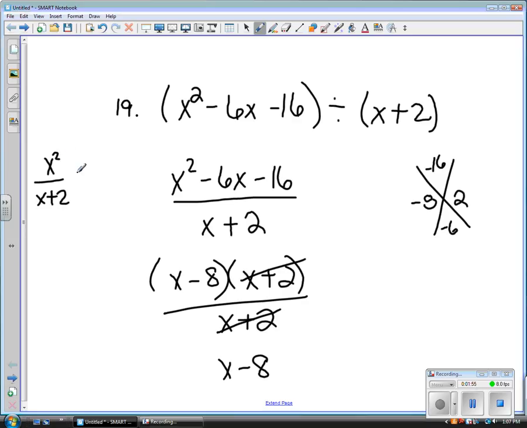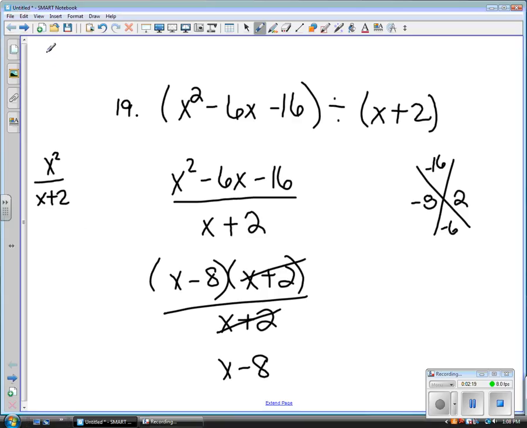The only time you want to split it up that way is if this bottom is a monomial. This is not a monomial because I had an add or a subtract in there. At that point, it becomes two terms. Remember, a monomial is one term. It can be all multiplied, but there's no add or subtract. So don't split that up, because you're going to get stuck and you won't be able to do anything.